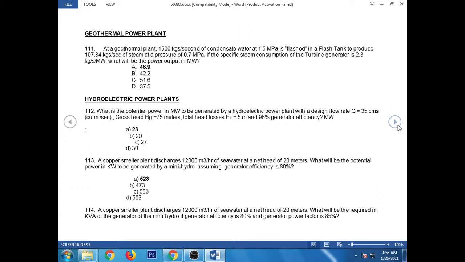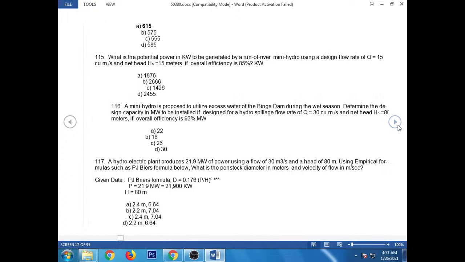A copper smelter plant discharges 12,000 m3 per hour of seawater at a net head of 20 meters. What will be the potential power in kilowatt to be generated by a mini hydro assuming generator efficiency is 80%? Answer 523. A copper smelter plant discharges 12,000 m3 per hour of seawater at a net head of 20 meters. What will be the required kVA of the generator in a mini hydro if generator efficiency is 80% and the generator power factor is 85%?